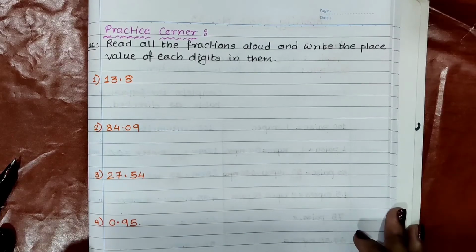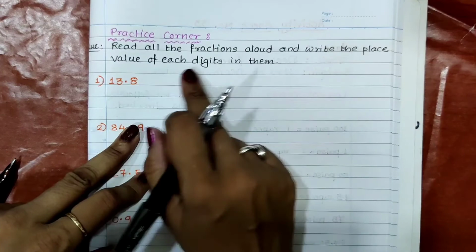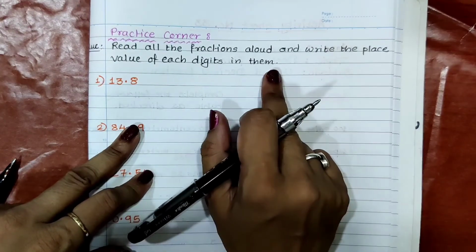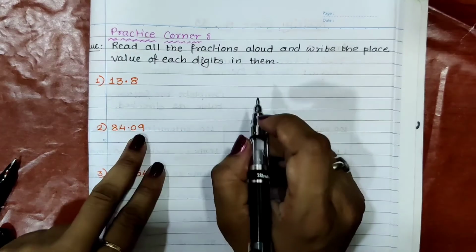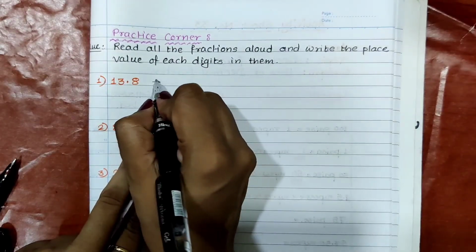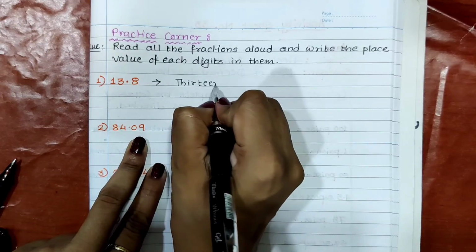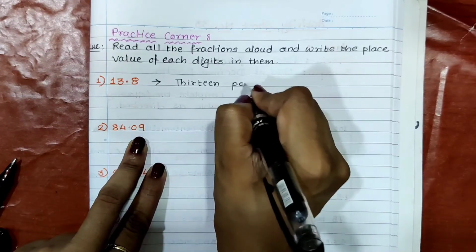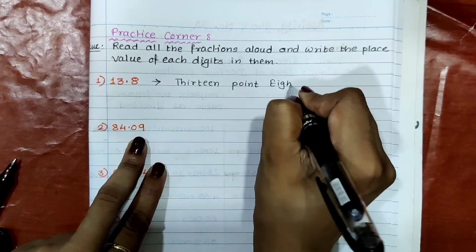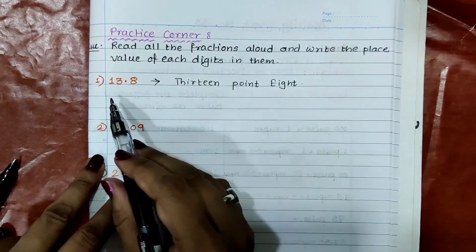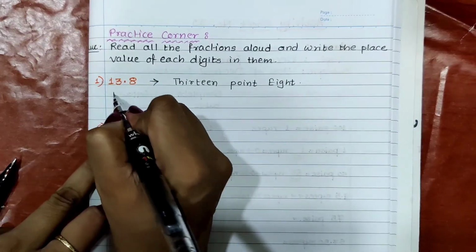Now practice corner. Read all the fractions aloud. Write the place value of each digit in them. Okay, we have to read them and we have to write their place values. So how to read this first one? This is 13.8. We have to write the place value of each digit.